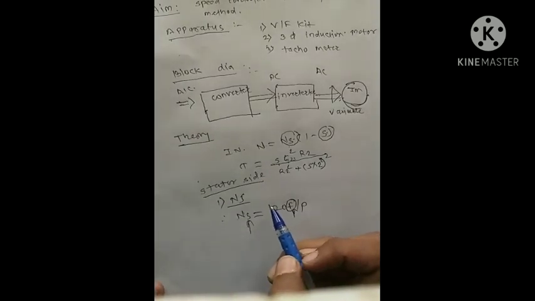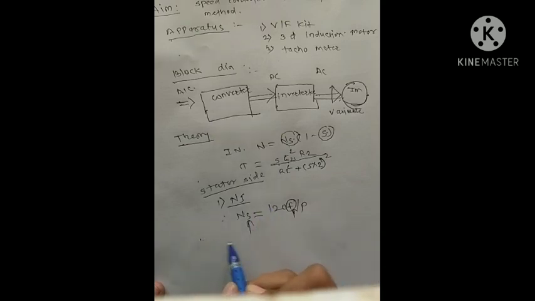Next is supply voltage control, that is V. But this method is rarely used because torque is greatly affected. Torque is directly proportional to E square. Because of that, this method is rarely used. Third is controlling the number of stator poles.